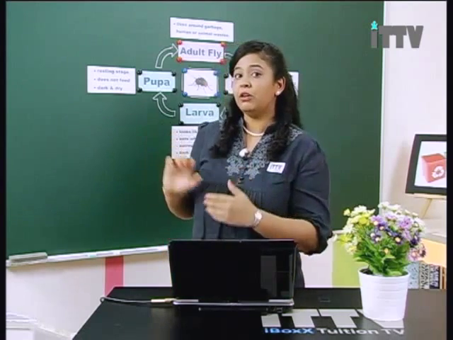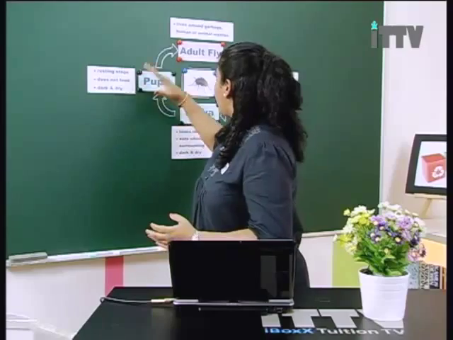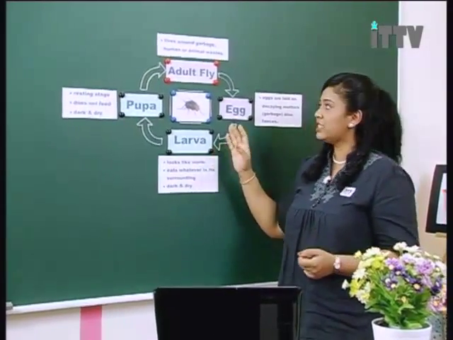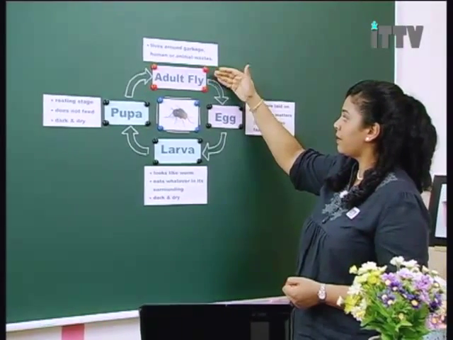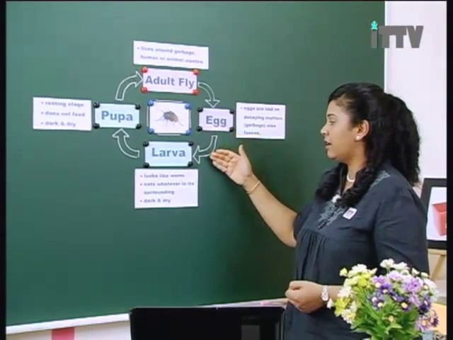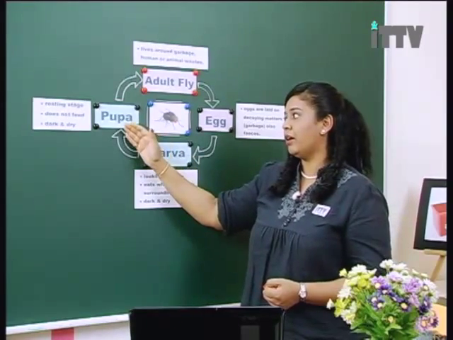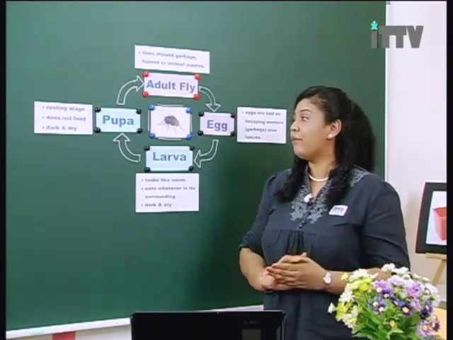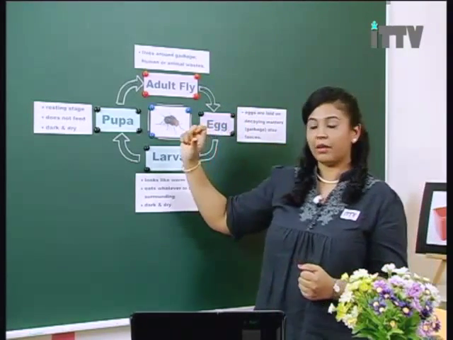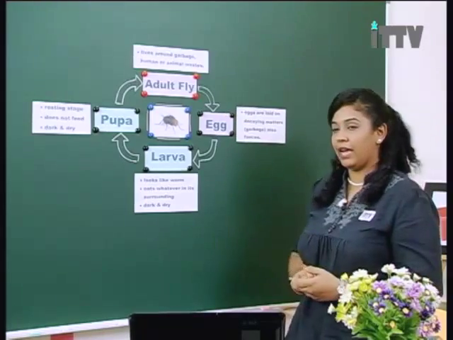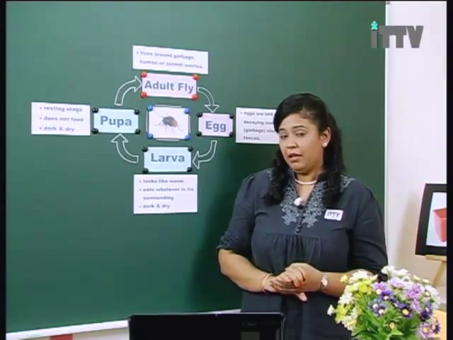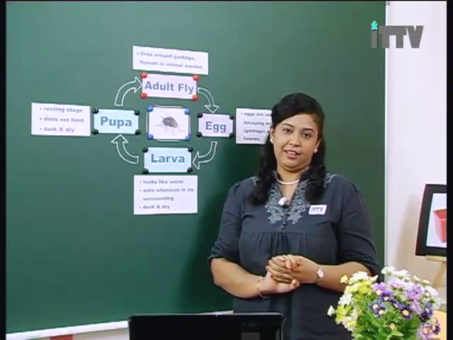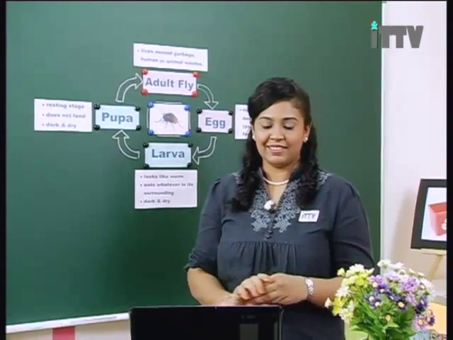Let me look at the board, where I have illustrated the life cycle of a fly. It starts from adult fly, egg, larva, and pupa. So these are the four stages. In the next slides, we're going to see one stage at a time. We're going to start off from the egg. What makes the fly lay eggs and under which condition? Okay, so let's look at the slides.